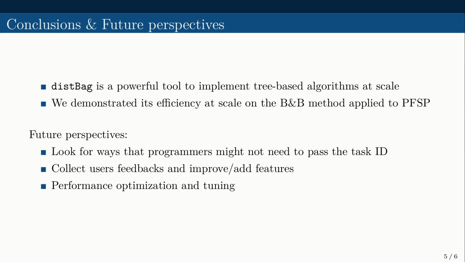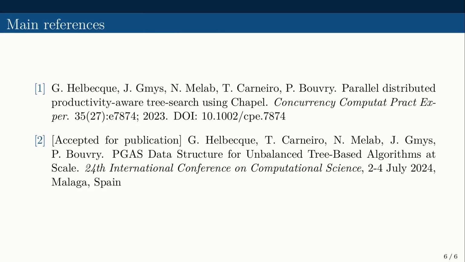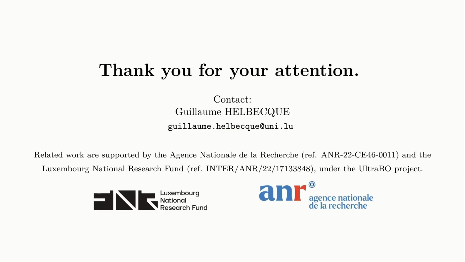To conclude this presentation, we have seen that DistributedBag is a powerful tool to implement tree-based algorithms at scale. We demonstrated its performance on the branch and bound method applied to the PFSP. And for future perspectives, we plan to look for ways to remove the task ID from the implementation because it can be restrictive in some users' applications. We also hope to collect users' feedback in order to improve the existing features and maybe add new ones. And we also have to do some performance optimization and tuning. So here you have some references, and thank you for your attention.